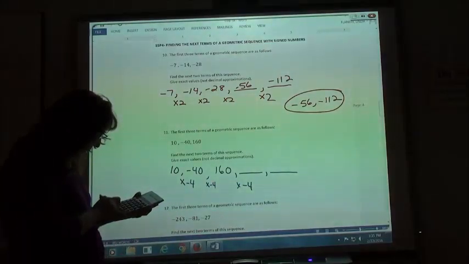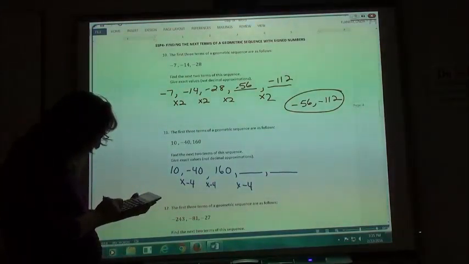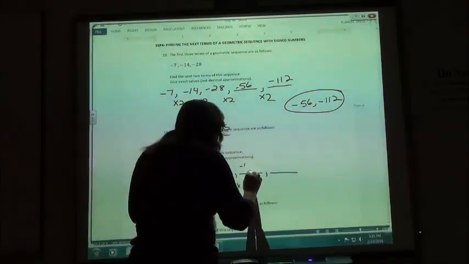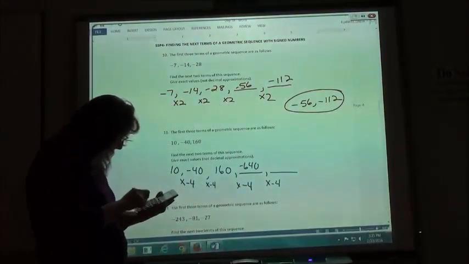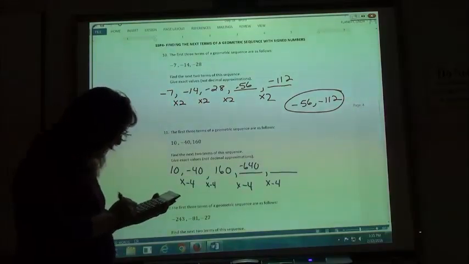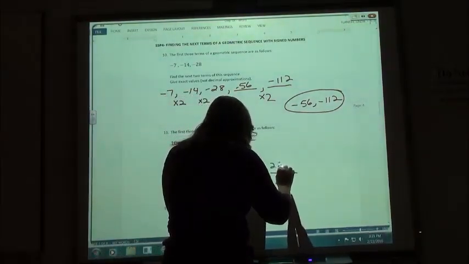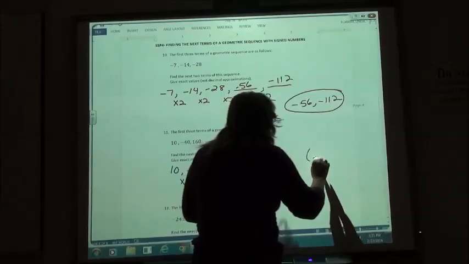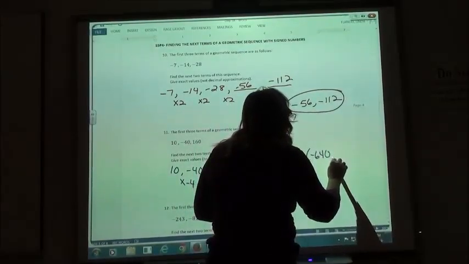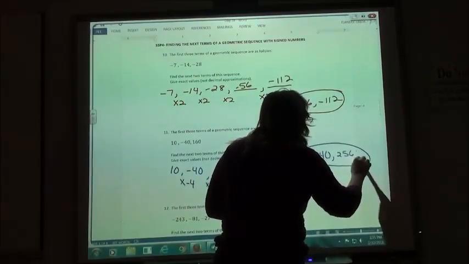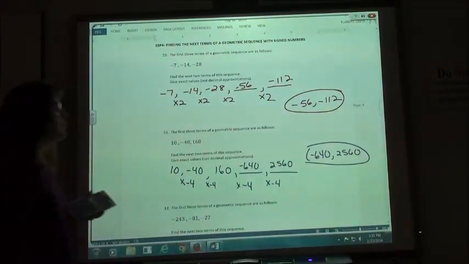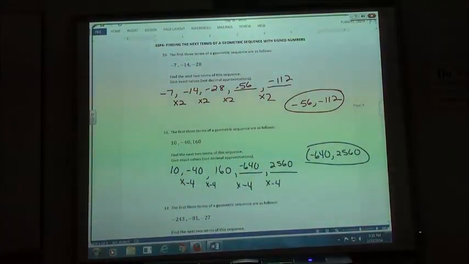So 160 times -4 would give me -640. If I times by -4 again, I get a positive 2,560. So -640 and positive 2,560 would be the next two terms in my geometric sequence.